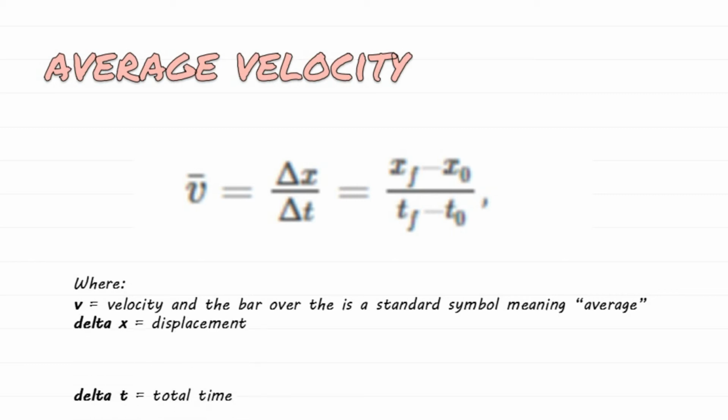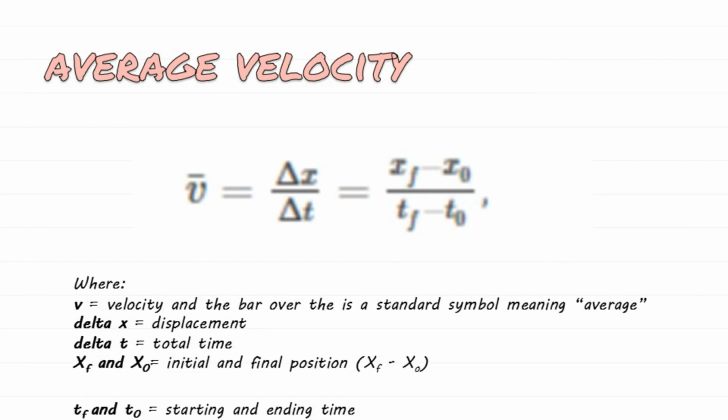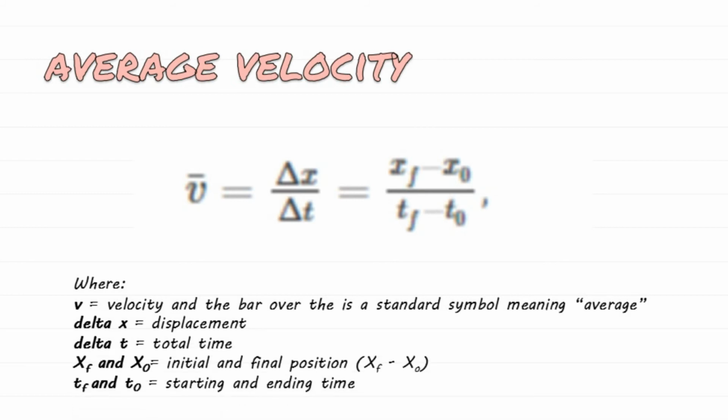Delta x is the displacement and delta t is the total time. X sub f and x naught are the initial and final position. T sub f and t naught are the starting and ending time.